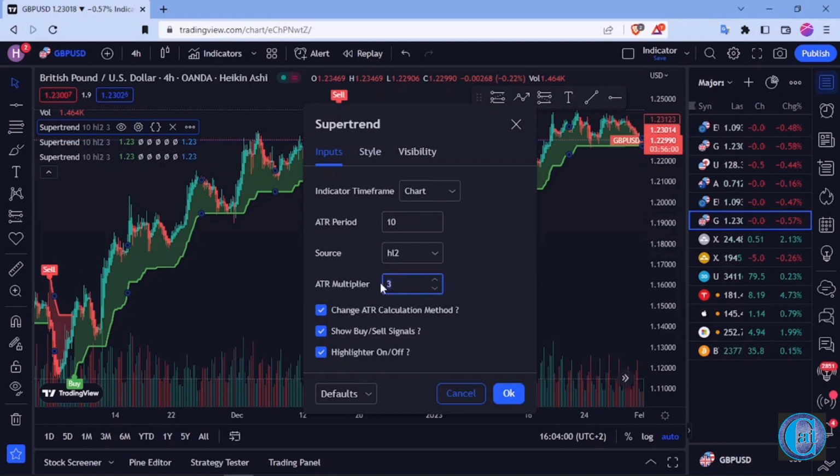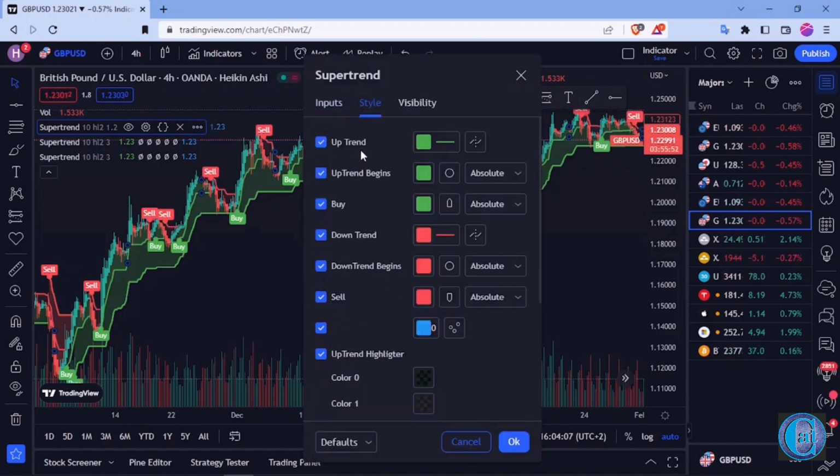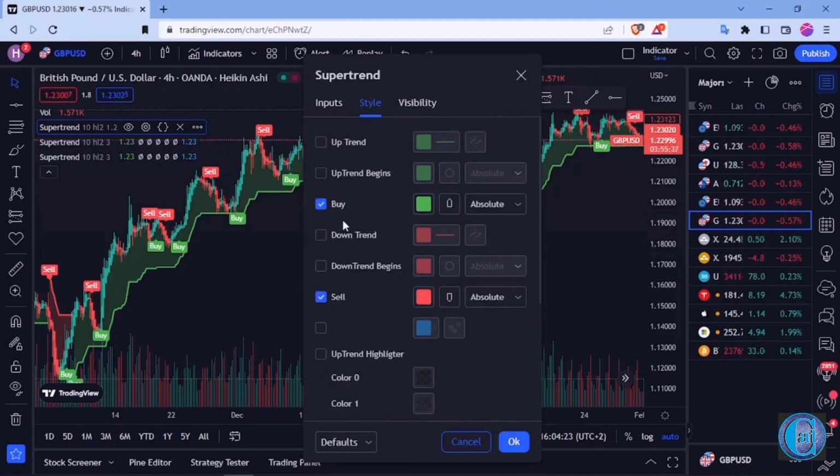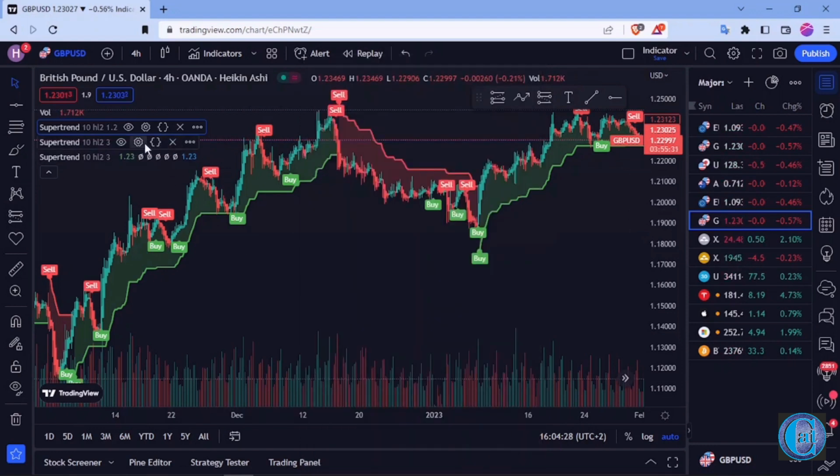First, we are going to change the ATR multiplier on our first one. We are going to deselect all the options except for buy and sell signals. What this means is this is a fast moving version of the super trend indicator. Remember to unselect all the options except for the 2 signal triggers. So now it will only show us buy and sell signals.